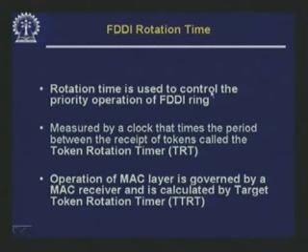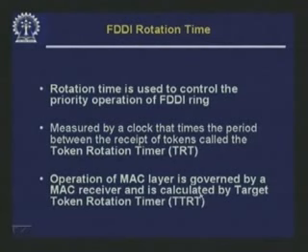So, rotation time is used to control the priority operation of the FDDI ring. We have several times. One is measured by a clock that times the period between the receipt of tokens, called the token rotation time. That means, how long it takes for the token to come around the ring. The operation of the MAC layer is governed by the MAC receiver and is calculated by the target token rotation time. That means, there is a target token rotation time, TTRT, which is prefixed, and there is a TRT which is measured.